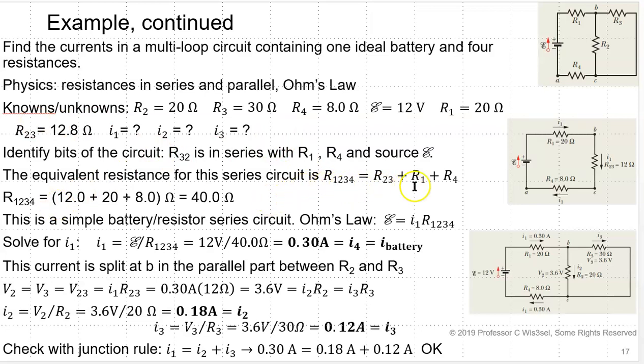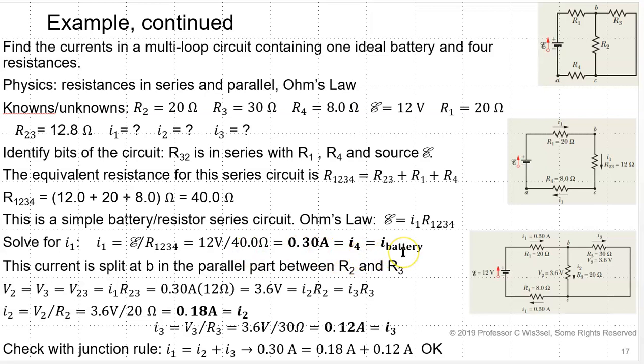It has to equal R23 plus R1 plus R4. So R23, that's the parallel bit we just solved for, plus R1 plus R4. So R1234 is 12 plus 20 plus 8 ohms, or 40 ohms. This is a simple battery series resistor circuit, and Ohm's law says E equals I1 times R1234. We can solve for I1. I1 is the current from the battery. It's also the current through R4 and the current through R1. So I1 is E over R1234, 12 volts divided by 40 ohms, or 0.30 amps.